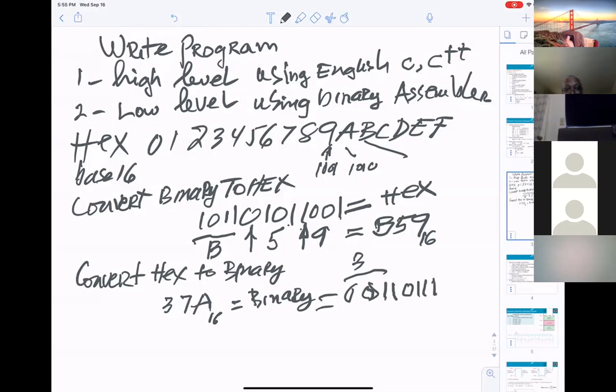Get it, Catherine? Hi, Joseph. All right. A means number 10. 1010. Good. 1, 0, 1, 0. Good, Kumi. So that is how to convert from hex to binary.